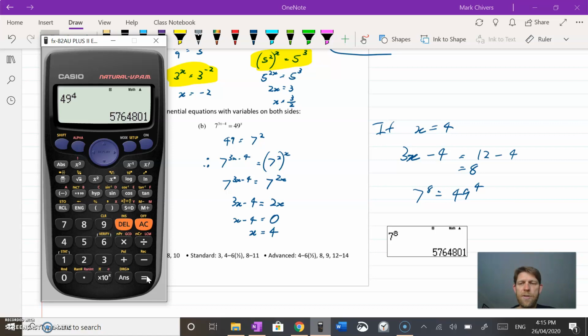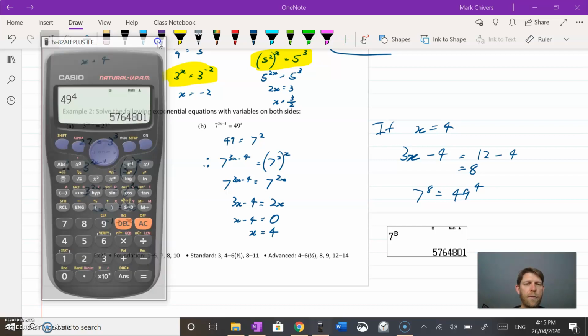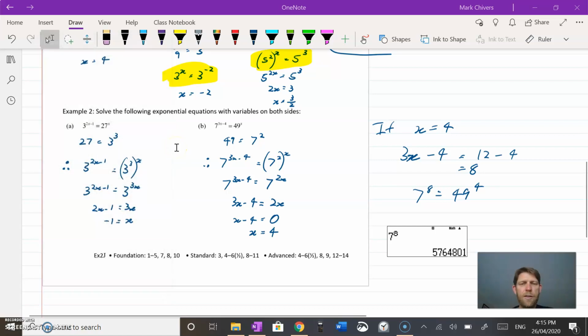So what we've done must work because when x does equal 4, those two numbers both equal 5,764,801. Okay, so it's not particularly difficult. We just have to get used to this idea of trying to find the correct base. Once I've got the two bases the same, then I can say, well, whatever their powers are must equal each other. And from there I can solve the equation.